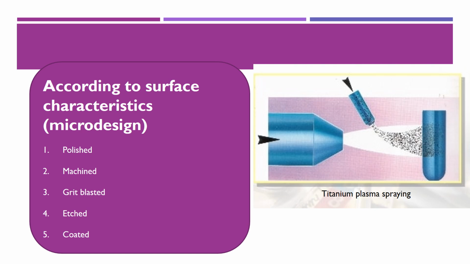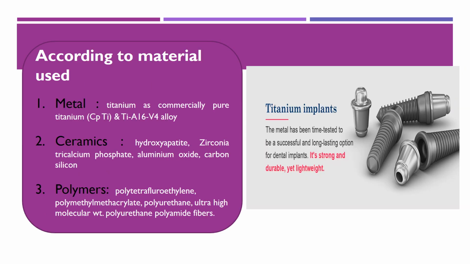So according to the surface characteristics, there is the micro design. We have additive surfaces and separative surfaces. We have polishing, machined, grit blasted, etched, and coated. According to the material used, we have metals, ceramics, and polymers. In metals we have titanium, that is commercially pure titanium. We have ceramics, for example, hydroxyapatite, zirconia. In polymers we have polytetrafluoroethylene, polymethacrylate, polyurethane, etc.